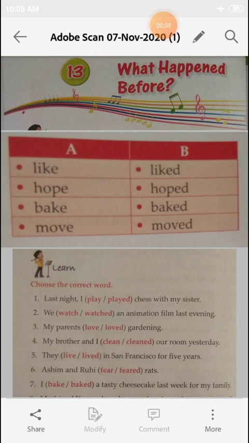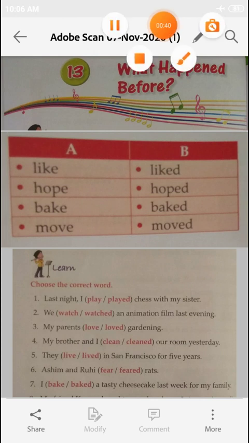Today we will learn about Chapter 13. The chapter name is What Happened Before. Students, today we will learn how to change today words into yesterday words. We add ed to the doing word when we talk about something that has already happened, something that happened in the past.